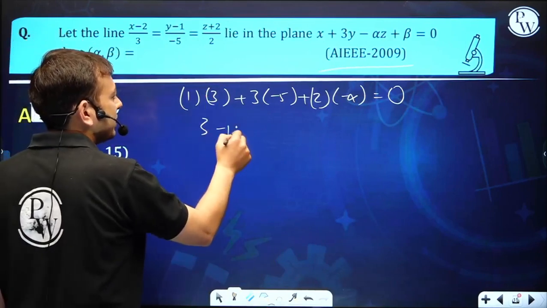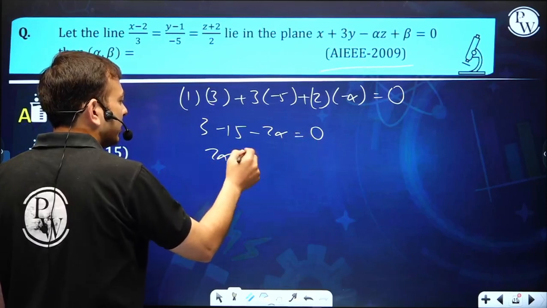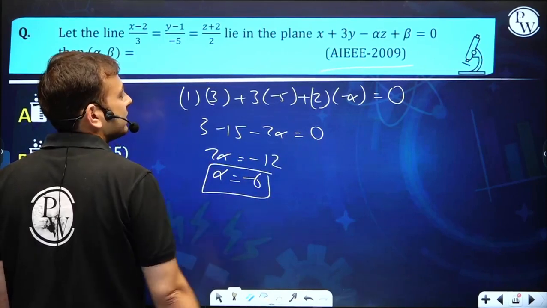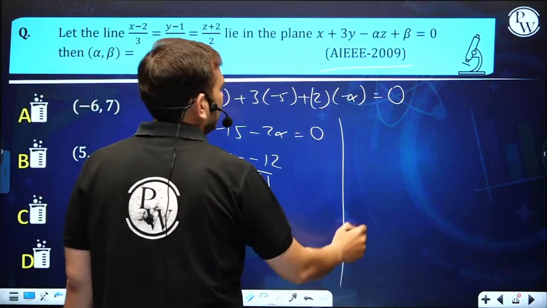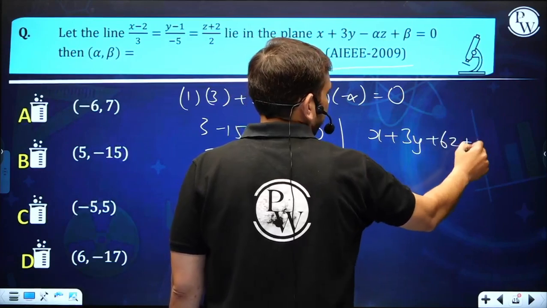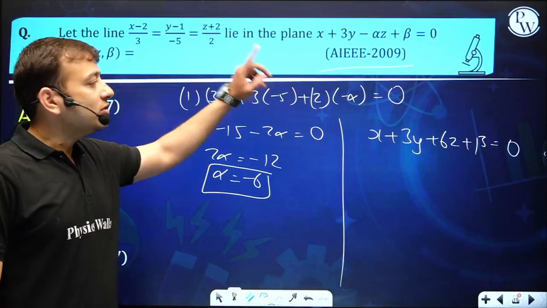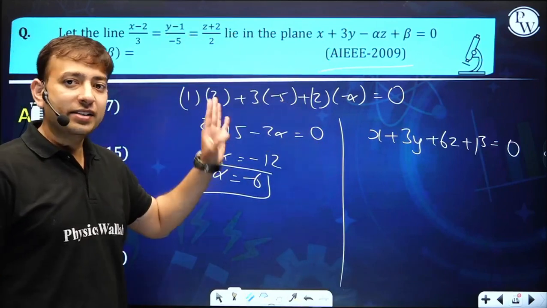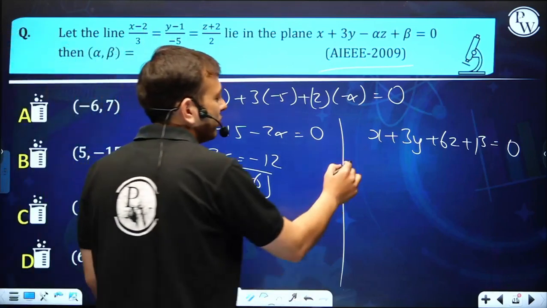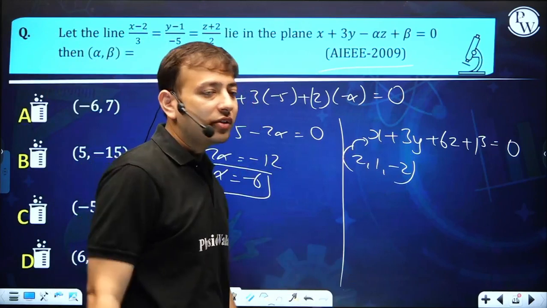So 3 minus 15 minus 2 alpha equals 0. 2 alpha equals minus 12. Alpha is equal to minus 6. Now, x plus 3y plus 6z plus beta equals 0. A point on this line, if the line lies on the plane, will satisfy the plane also. So the point on the line is 2, 1 and minus 2. 2, 1 and minus 2 should satisfy the equation of the plane.